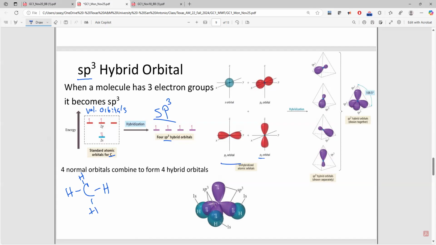I have pictures going on here about what these orbitals look like. You don't need to worry about that. All right, you're not gonna draw this stuff for me. What you need to know is that if I bond 4 things, so if I have 4 electron groups, because this works for lone pairs too, my hybrid orbital is called sp3. That's what you need to know.